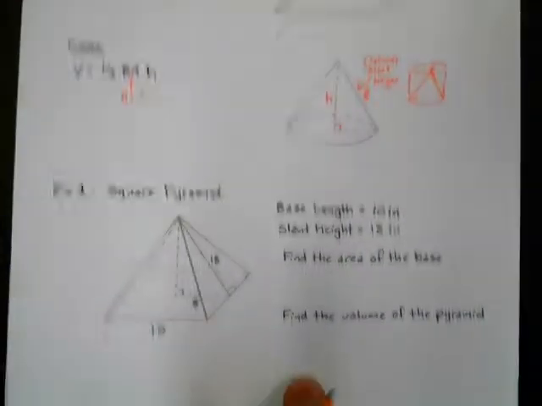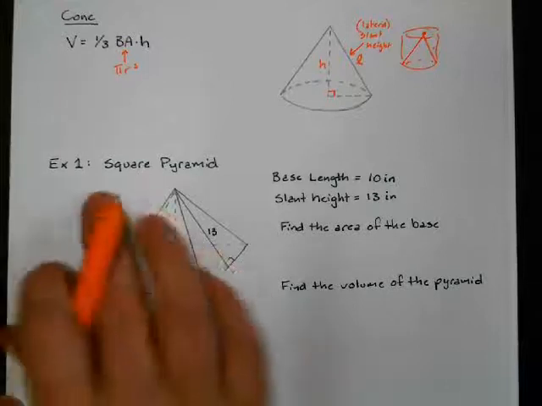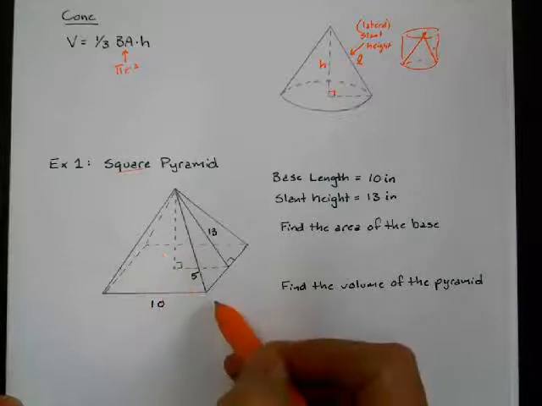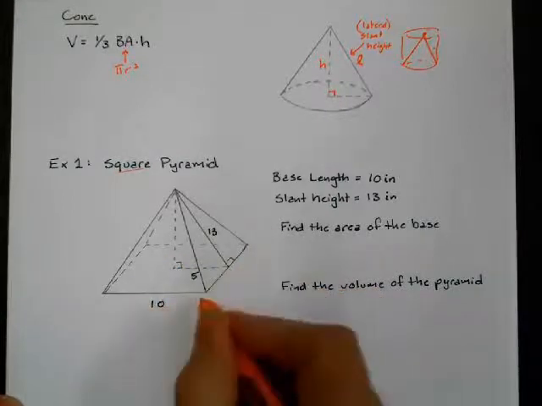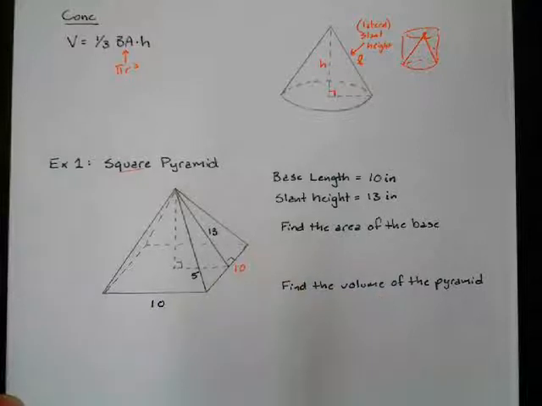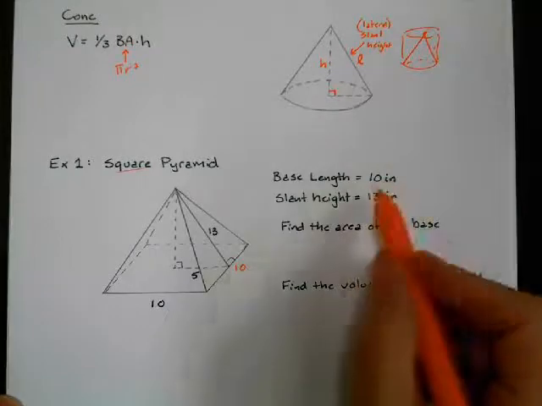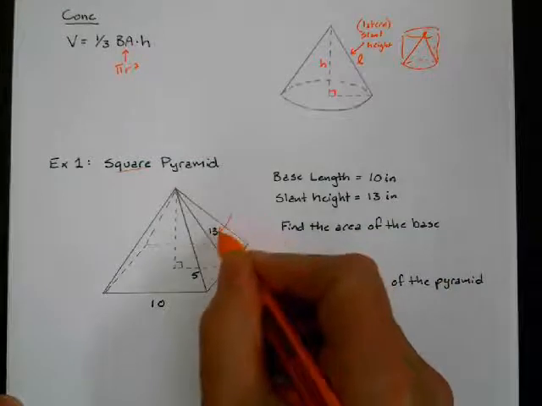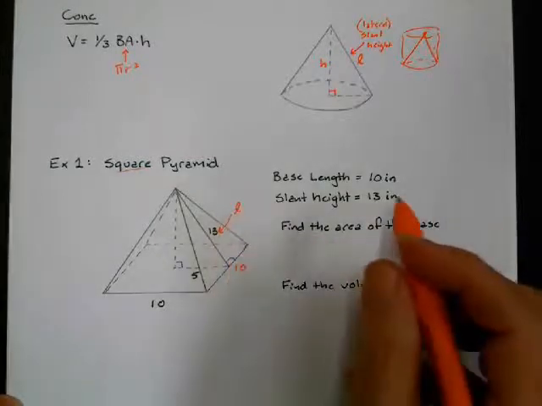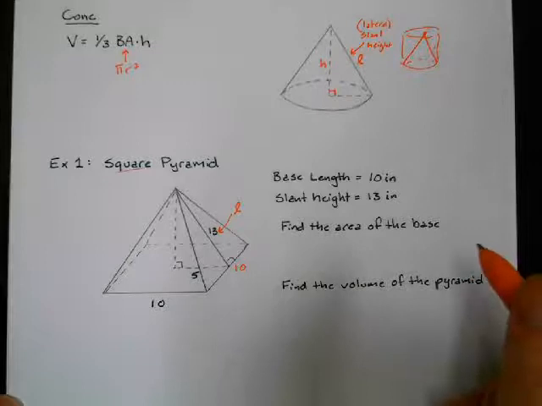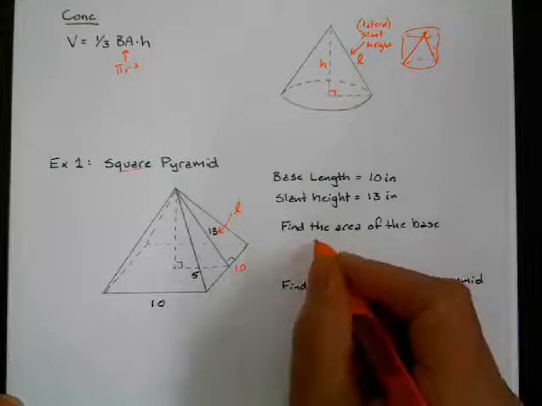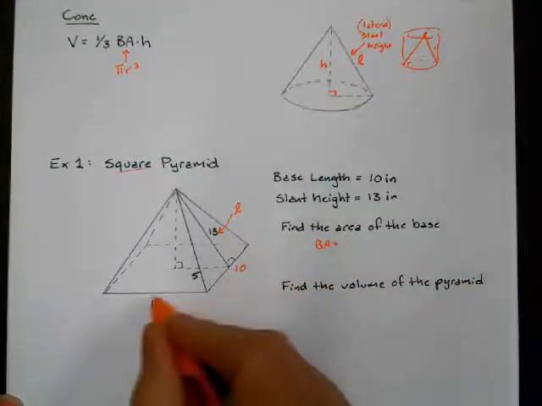All right, so let's look at our first problem here. We've got a square pyramid. Now the part that says square means that this bottom is a square. So that means if this is 10 here, this side must also be 10, and so is that side, and so is that side. It looks like on this one, we've got a base length of 10, and the slant height, or the lateral height, is 13. So that's our lateral height right there, slant height. And we want to find the area of the base. Well, they say the base is a square, so the base area would just be 10 times 10.